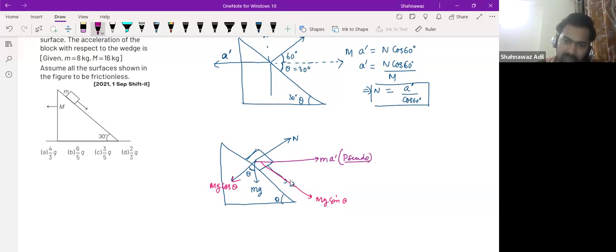What is this a prime? So we have this angle. This is 90 minus theta. So this is theta. Right, this is theta. So this would be how much? This is m a prime cos theta. And then we have this thing, m a prime sine theta. Right. So these are the things.